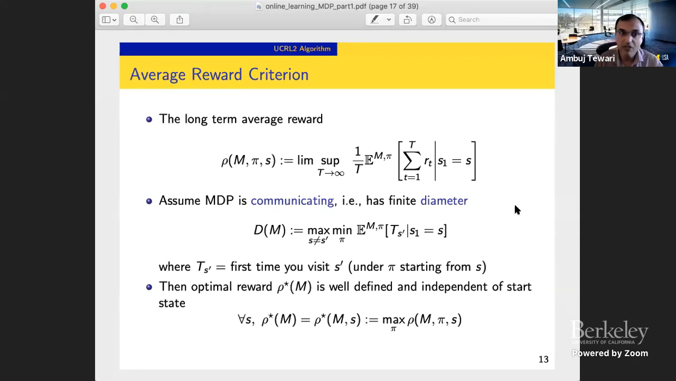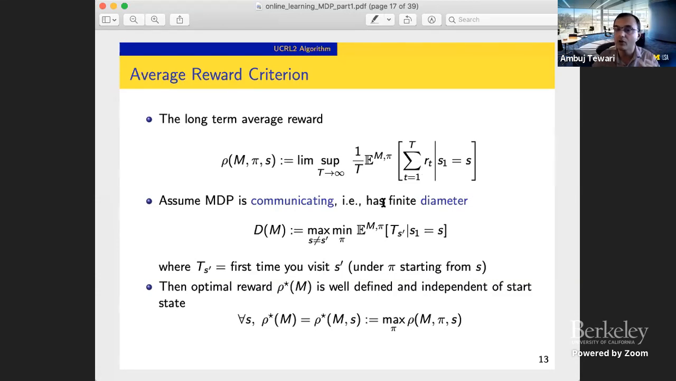Okay, so I was talking about the long-term average reward, so I'll define it here. If you have an MDP, and let's say you have a policy pi, which could even be non-stationary, even though with enough assumptions, you can show that a stationary policy can give you optimality. But suppose you have an M, a policy pi, and a starting state S.